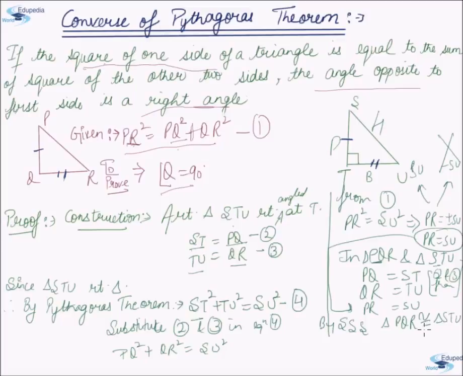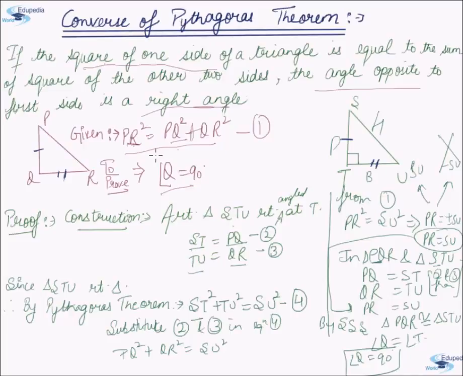Here we have proved the two triangles as congruent, and hence their corresponding angles will be equal. Therefore angle Q is equal to angle T. Thus we can say that angle Q is 90 degrees because angle T is 90 degrees. Hence angle Q as 90 degrees has been proved.